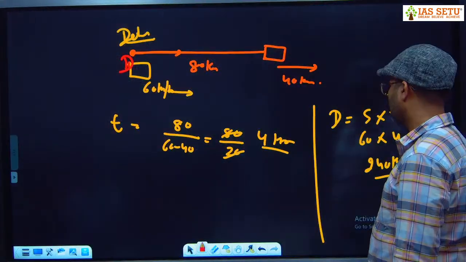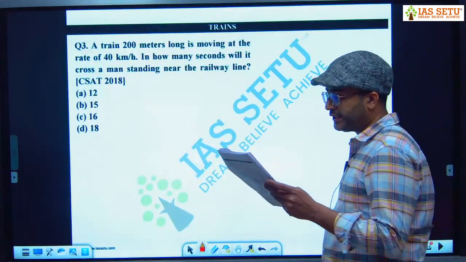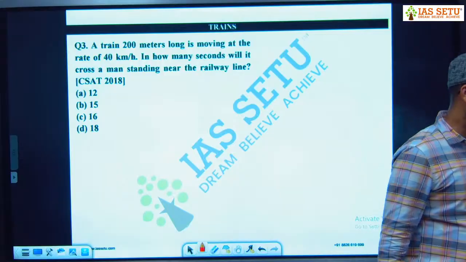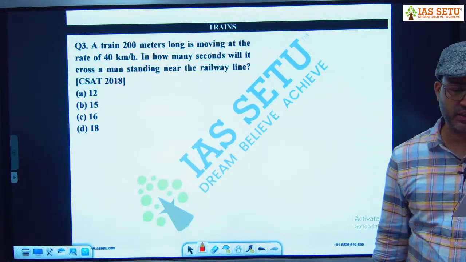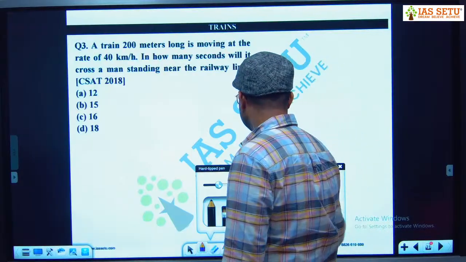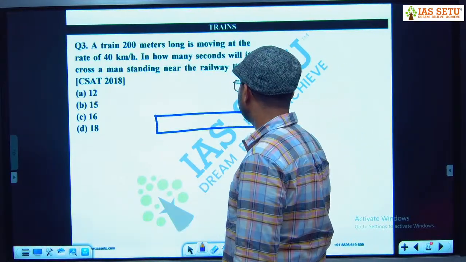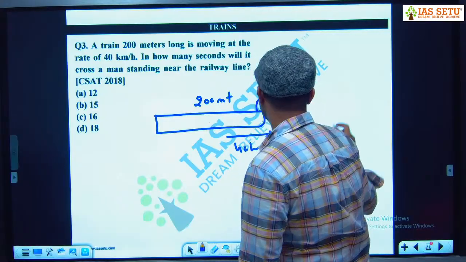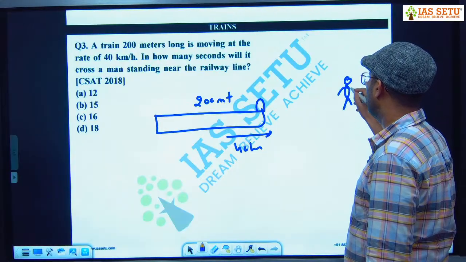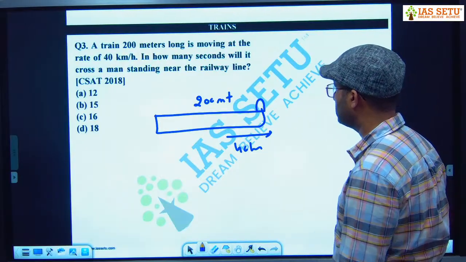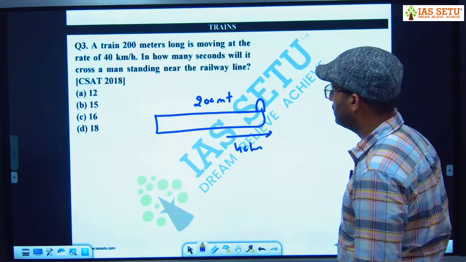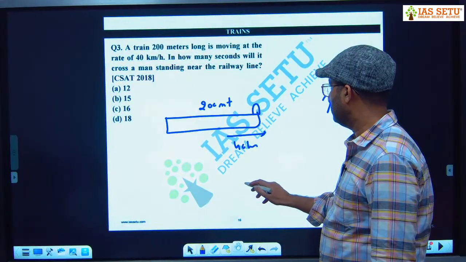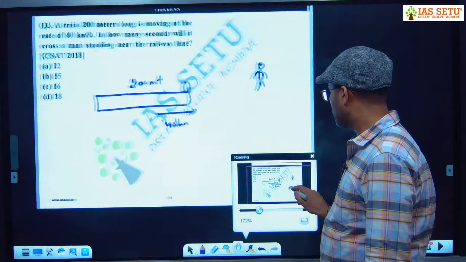नेक्स्ट क्वेश्चन। A train 200 meter long is moving at a rate of 40 kilometer per hour. In how many seconds will it pass a man standing near the railway line? Standing near the railway line. 200 मीटर लंबी एक ट्रेन है, मूविंग विद द स्पीड ऑफ 40 किलोमीटर पर आवर। There is a man standing near the railway line. स्टैंडिंग लिखा है, ओके, सीटिंग नहीं लिखा। तो उसको कितना टाइम लगेगा?